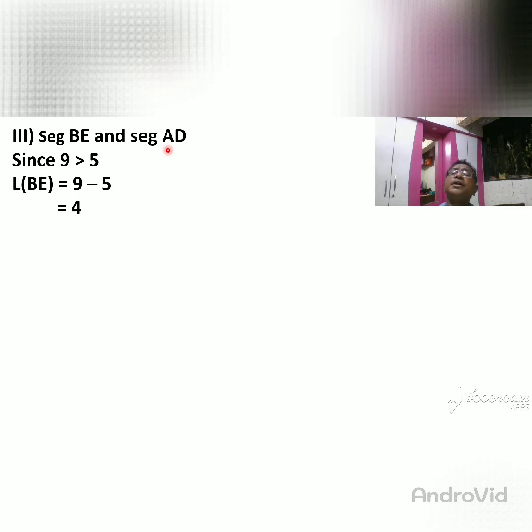So the A coordinate is minus 3 and the D coordinate is minus 7. So that is written here. See, the A coordinate is minus 3 and the D coordinate is minus 7. So minus 3 is greater than minus 7. So minus 3 is greater.